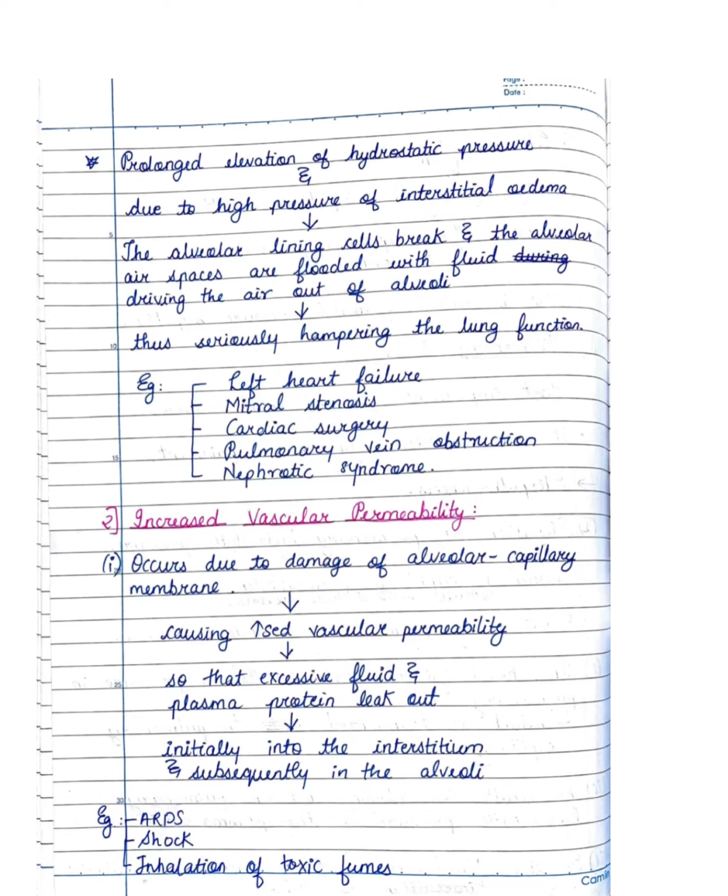Second, increased vascular permeability occurs due to damage of the alveolar capillary membrane, causing increased vascular permeability so that excessive fluid and plasma protein leak out, initially into the interstitium and subsequently into the alveoli. Examples: ARDS, shock, inhalation of toxic fumes.